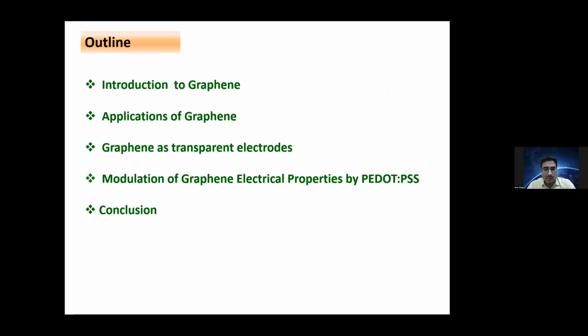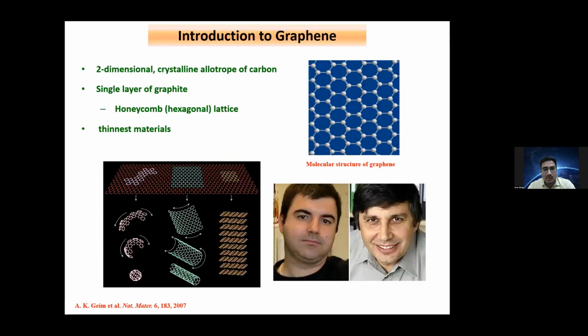The outline of my presentation is the introduction to graphene and application of graphene as a transparent electrode. Then I will discuss the modulation of graphene electrical property by some conducting polymers. Then I would like to conclude my presentation. So the next slide is the introduction to graphene.